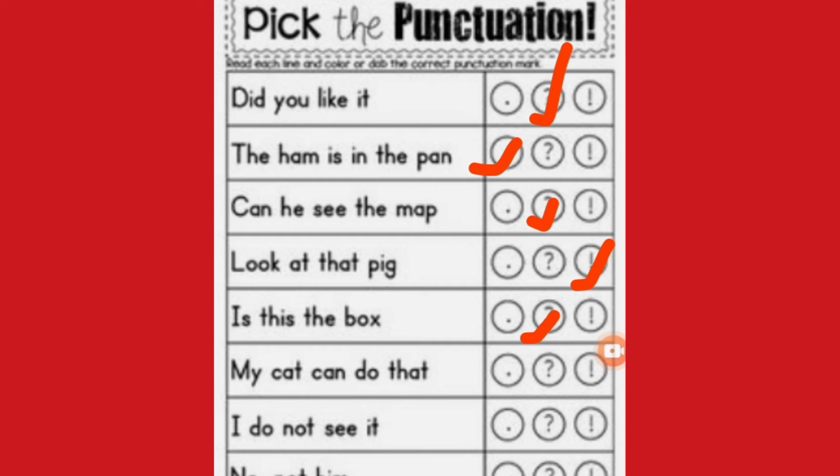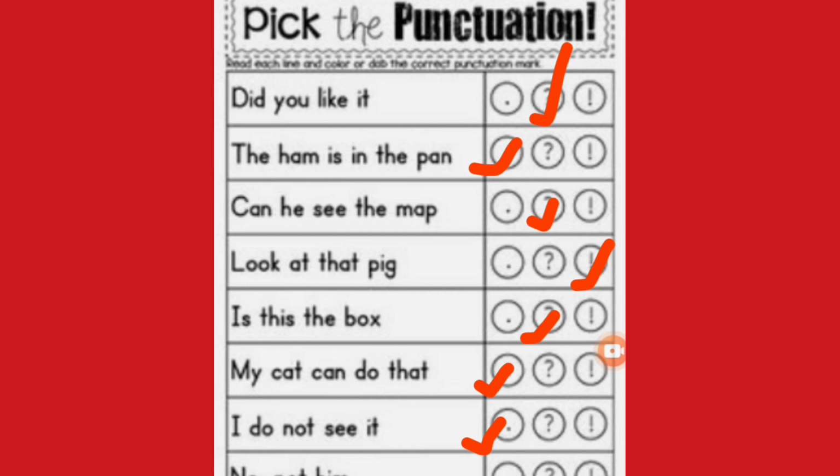Next one is, my cat can do that. So this is a simple sentence. My cat can do that. So we will just put a full stop here. Next one is, I don't see it. I do not see it. So this is also a sentence. So we will put a full stop at the end.